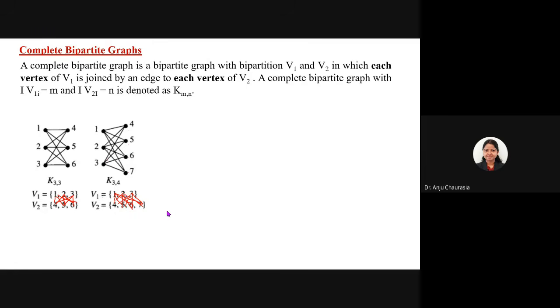Okay, I want to give you one more example for a complete bipartite graph. Students are going to check whether I am correct or not.